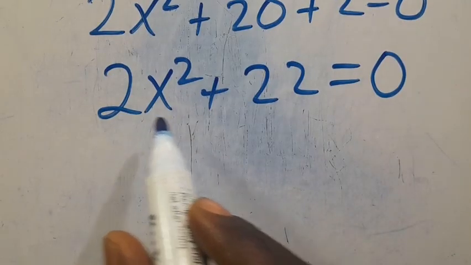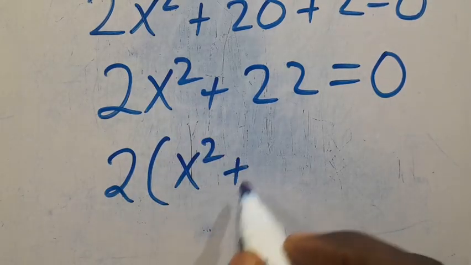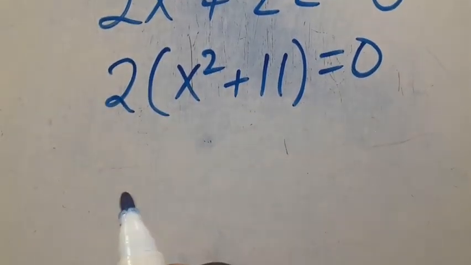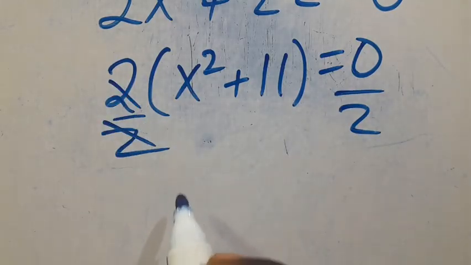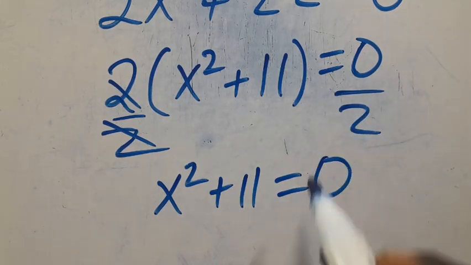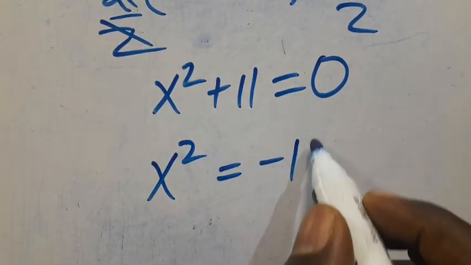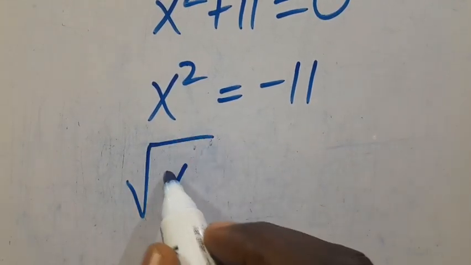So from here, I think 2 is common. So when we factor it out, here will be x squared, and 22 divided by 2 will give us 11. We close it. We set everything equal to 0. Dividing through by 2, the 2s cancel. So we have x squared plus 11 equals 0 divided by 2, which will give us 0. So from here, we have x squared equals minus 11. So to get the value of x, we take the square root of both sides.